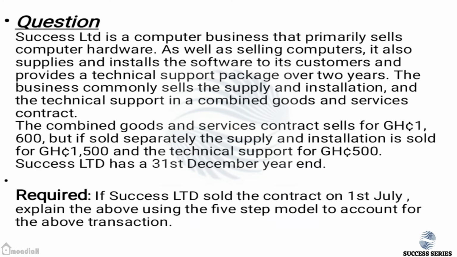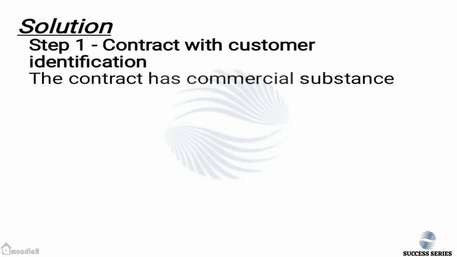Success Limited has a 31st December year end. Required: if Success Limited sold the contract on 1st July, explain the above using the 5-step model to account for the above transaction. So here in this question, we are required to use the 5-step model. Now let's use the 5-step model to answer the question.